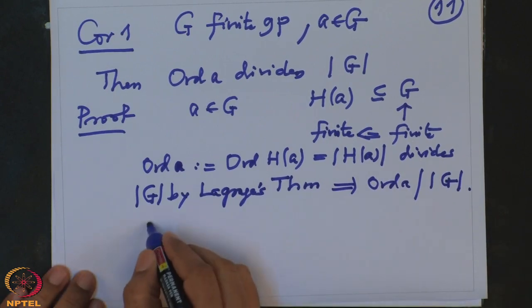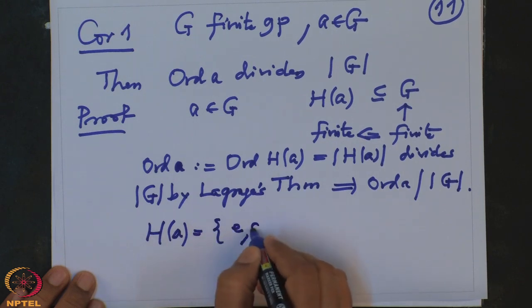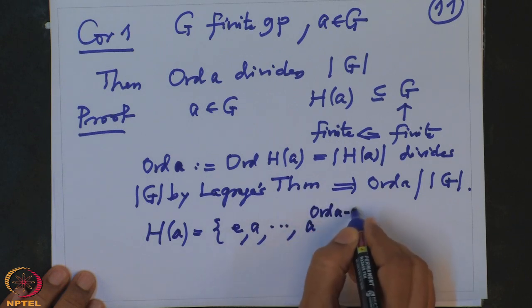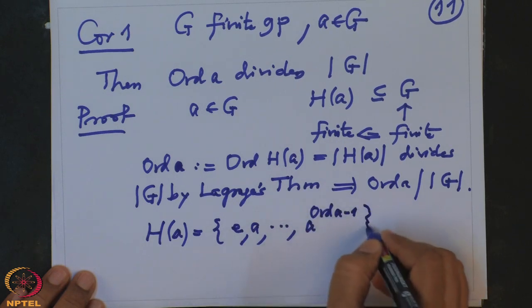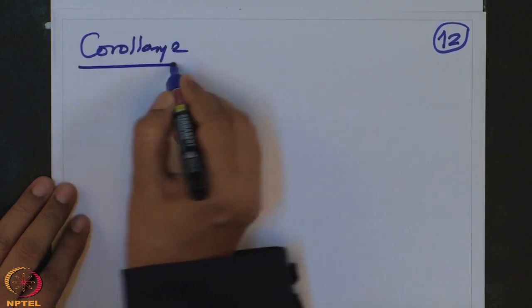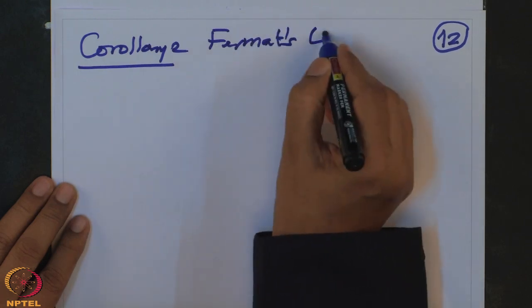So in this case, what will be H(A)? H(A) is clearly identity, A, and you can go on till A to the power order of A minus 1, and the next power will be identity. So this is precisely the subgroup generated by A. All right. So the second corollary is what is known as Fermat's little theorem.